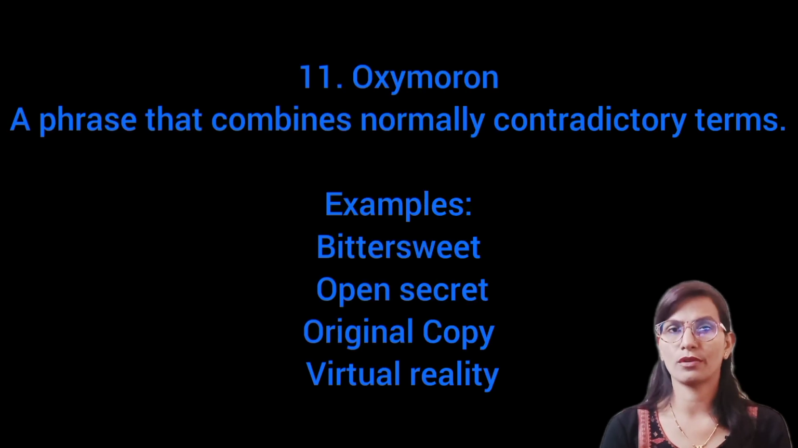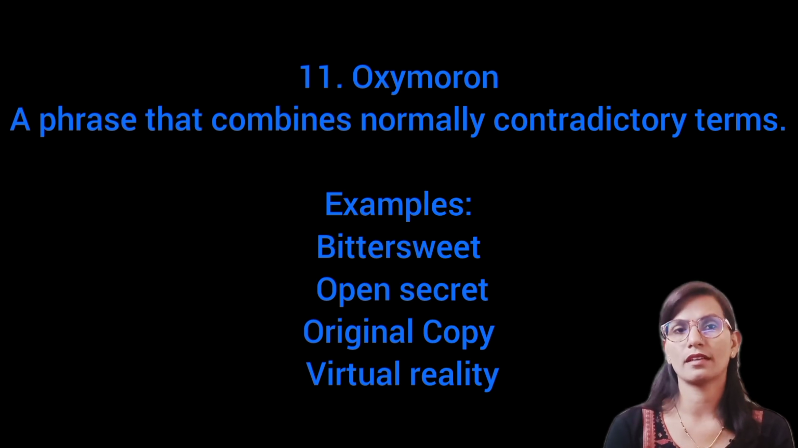Let's talk about oxymoron. An oxymoron is a phrase that combines normally contradictory terms. For example, bittersweet, open secret, original copy, or virtual reality, which means opposite words are used together. In this type of example, you can consider it an oxymoron.